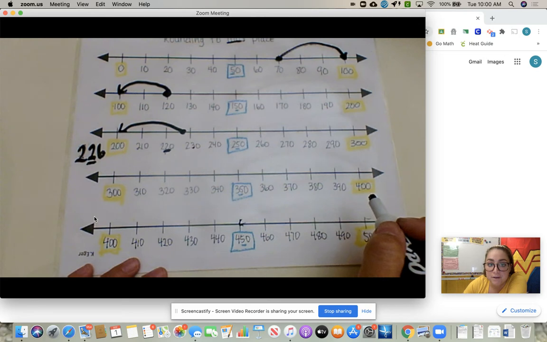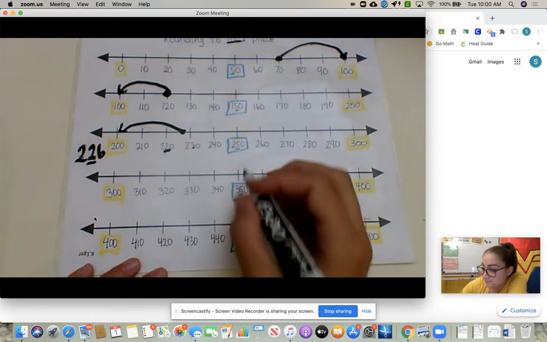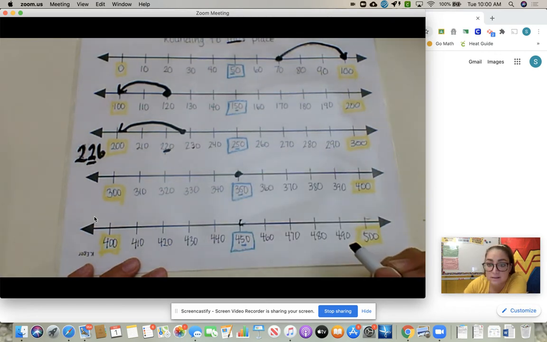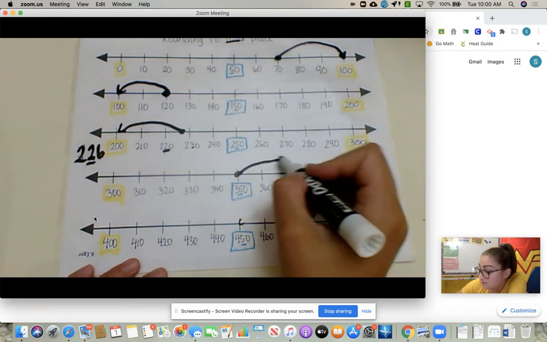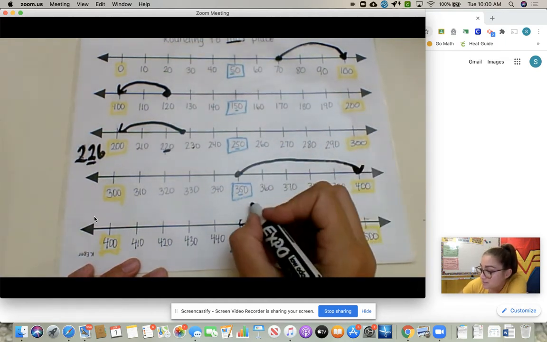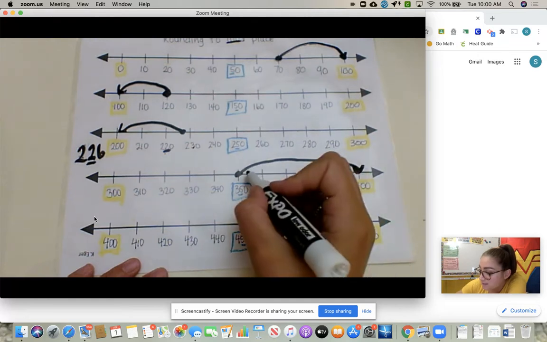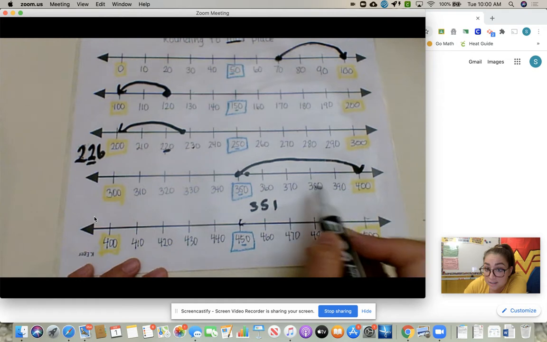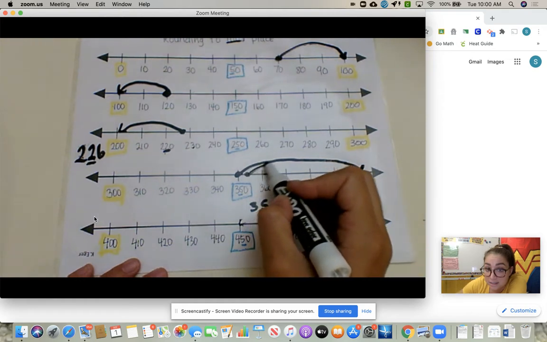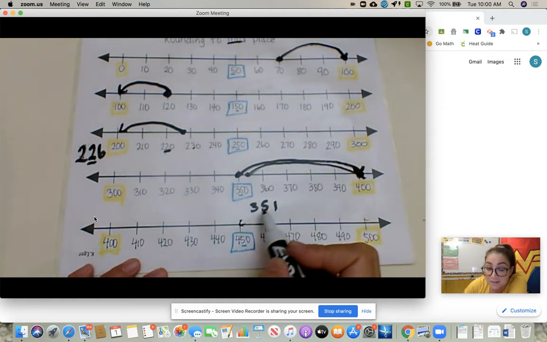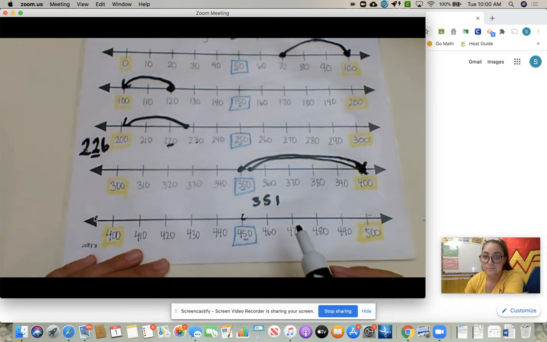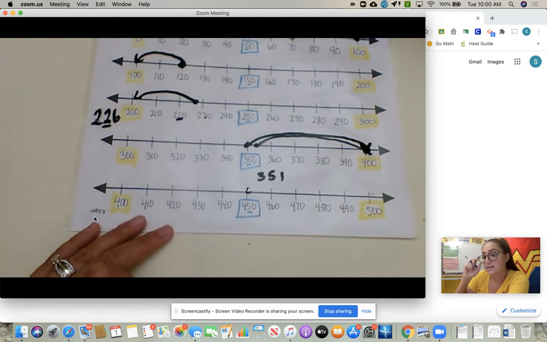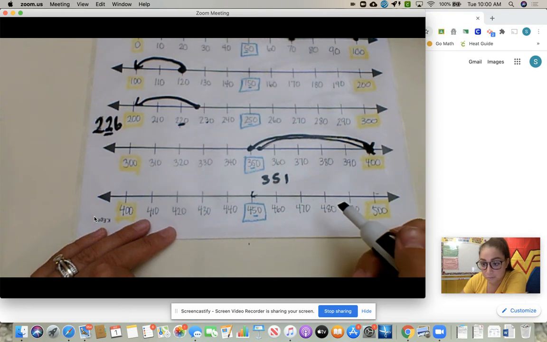Now, what if you have that 5 in the tens? You have 350. You're always rounding up, no matter what, so you're going to round up. What if it's 351? Oh, you are still in between these two. You still have a 5 in that tens place. So that leads you to think about the rule.